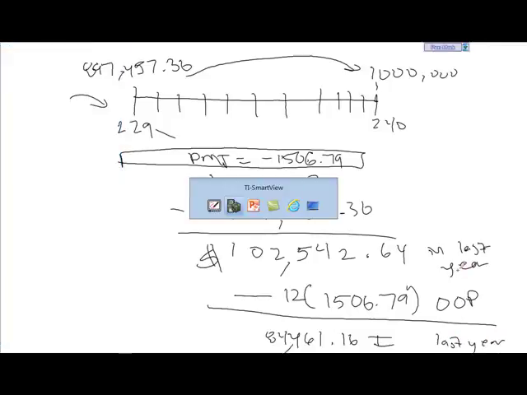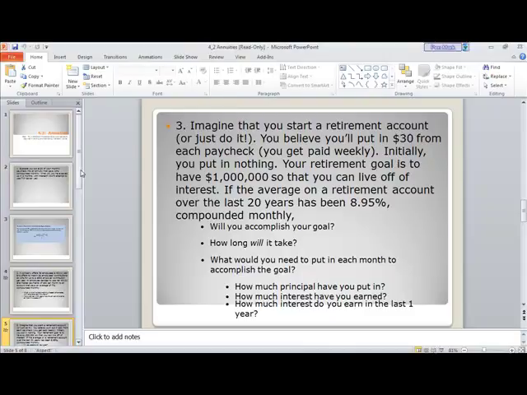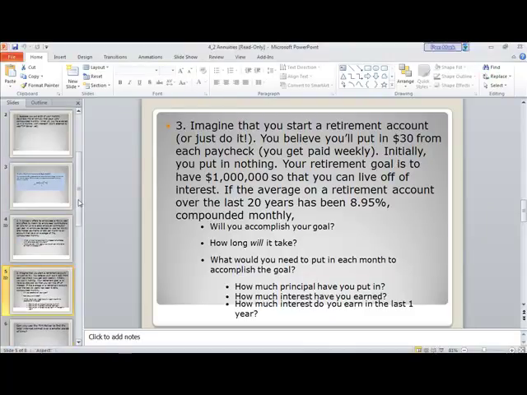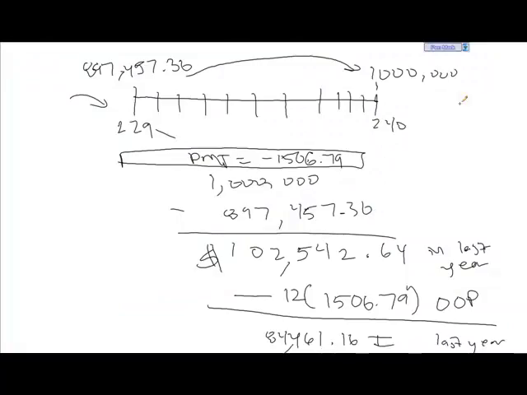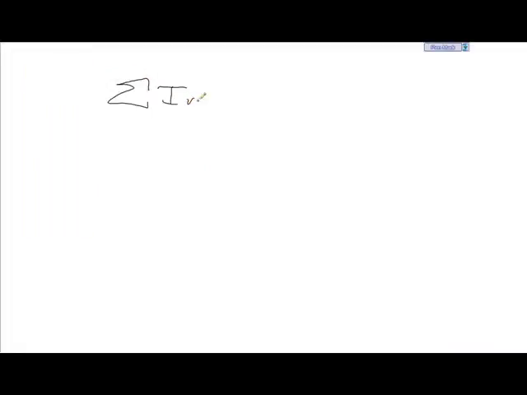Now, you've got to be asking yourself by now, can you use the TVM solver to find the total interest earned over a smaller period of time? Of course, the answer is yes. We have a function in our calculator, in our TVM, in our finance app called sum int. Whenever you pull it up, it gives you the sum int and then a parenthesis. And it wants the beginning month of the interval that you want to know the total interest earned over, and the end month.